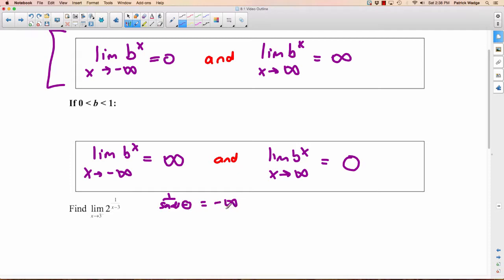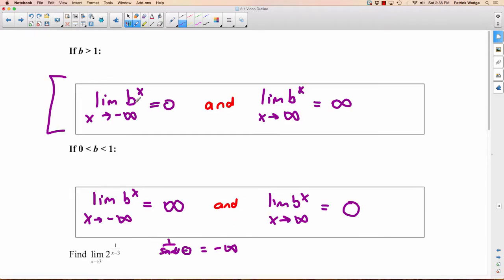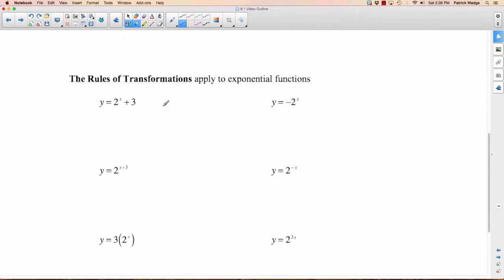So basically what you end up with is this situation right here. You have a base that's greater than 1, in this case 2, and your x is approaching negative infinity. So what's your answer going to be close to? It's going to be equal to 0.